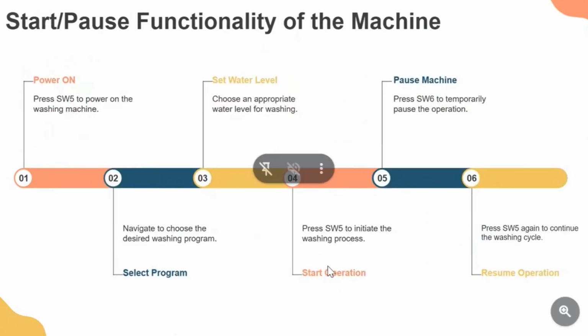This is the start or stop functionality of the machine. We use switch 5 to power on the washing machine. Selecting program, it is a desired thing. We should navigate and choose that. Set water level, choose any appropriate water level for washing. Start operation, switch 5 is used to initiate the washing machine process. Pause, for pausing you want to use the switch 6. After that, to resume that, switch 5 is used again.